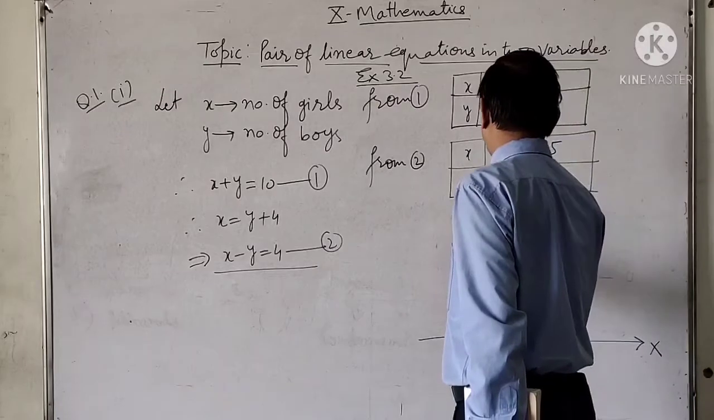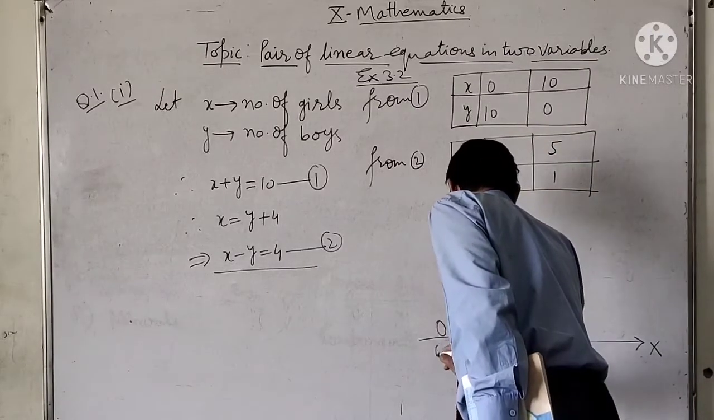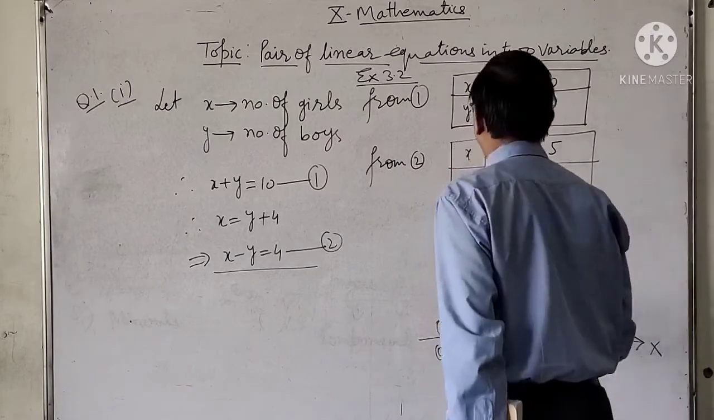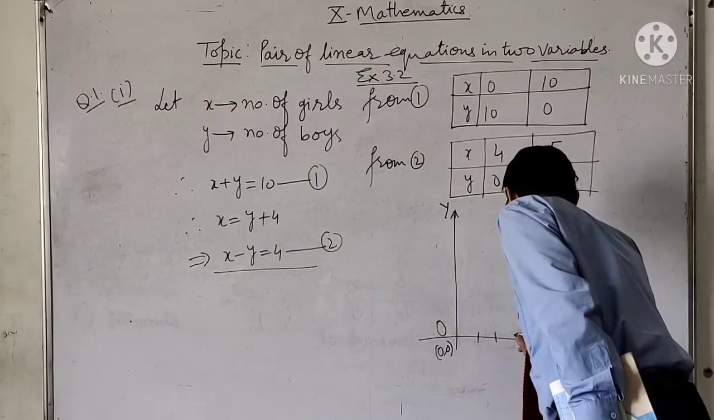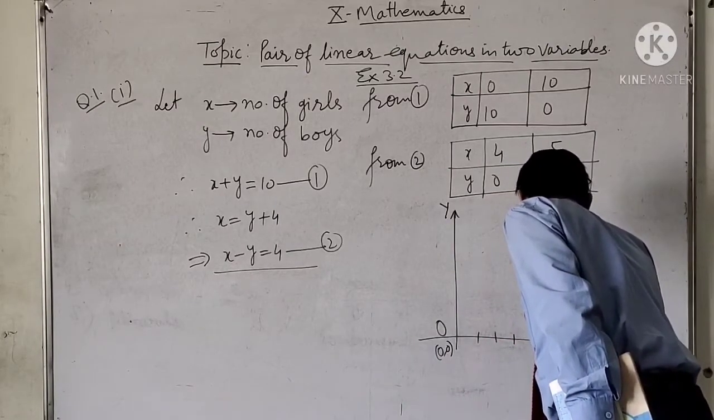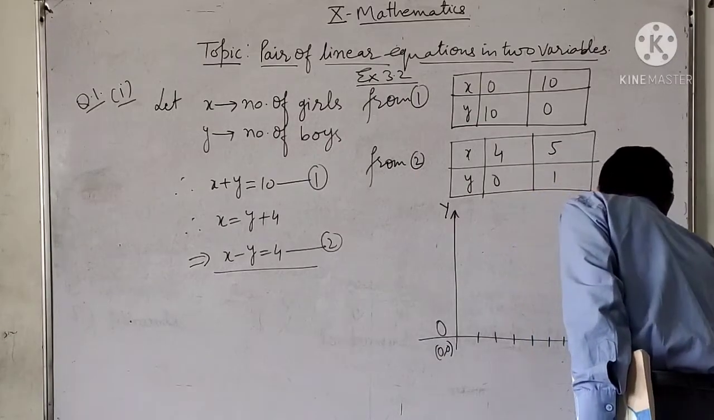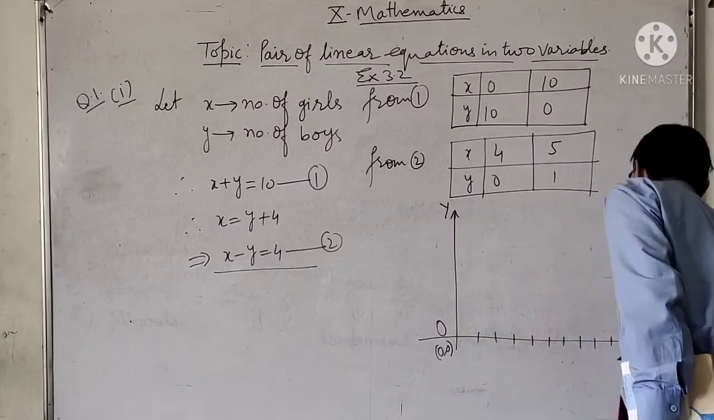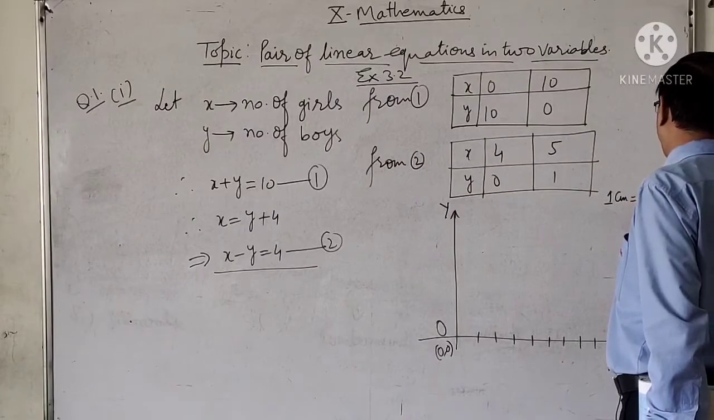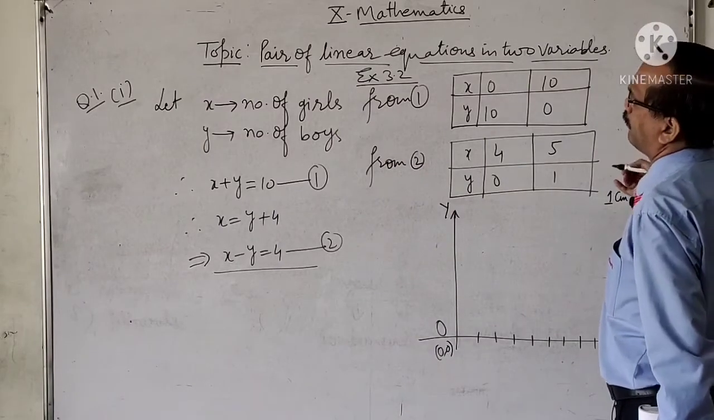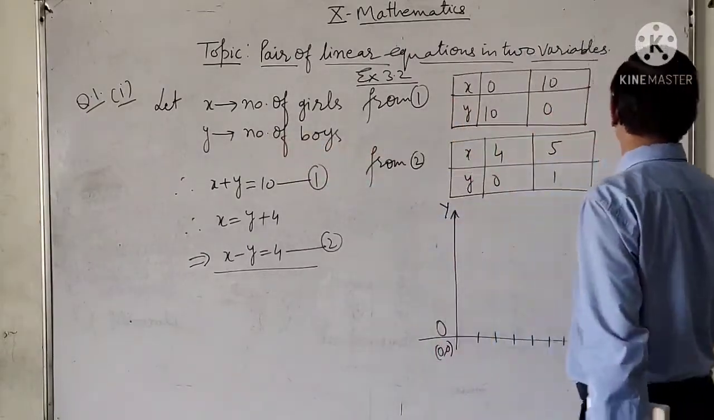There is the x-axis, the y-axis, and the origin 0, 0. Now, there is 1, 2, 3, 4, 5, 6, 7, 8, 9 and 10. We will suppose 1 centimeter equal to 1 boy or 1 girl. x is the number of girls. So it is 1 person.